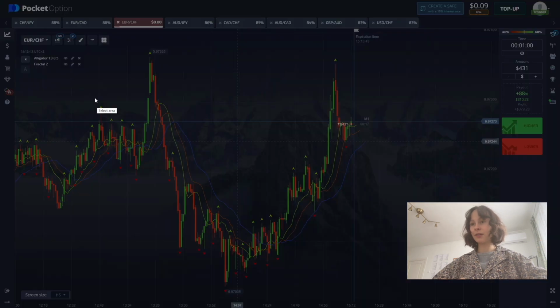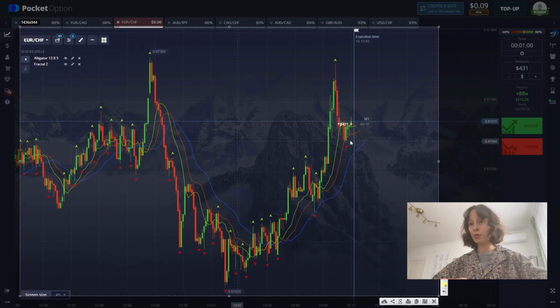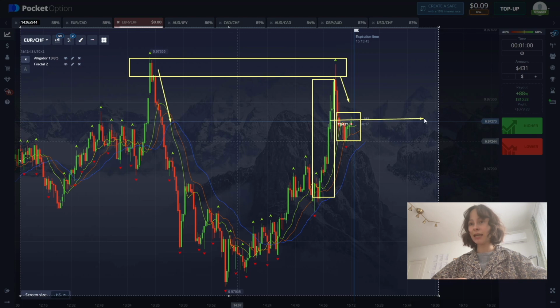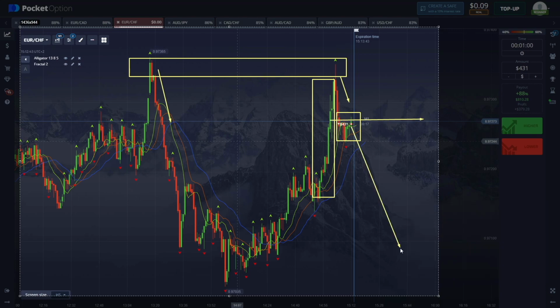It would be better to highlight the zone. Here we see the resistance zone working from this level. The movement has gone down, and then we see an upward dynamic movement, then a little pullback. I think that there should be a little pullback, after which the trend should go down in any case.